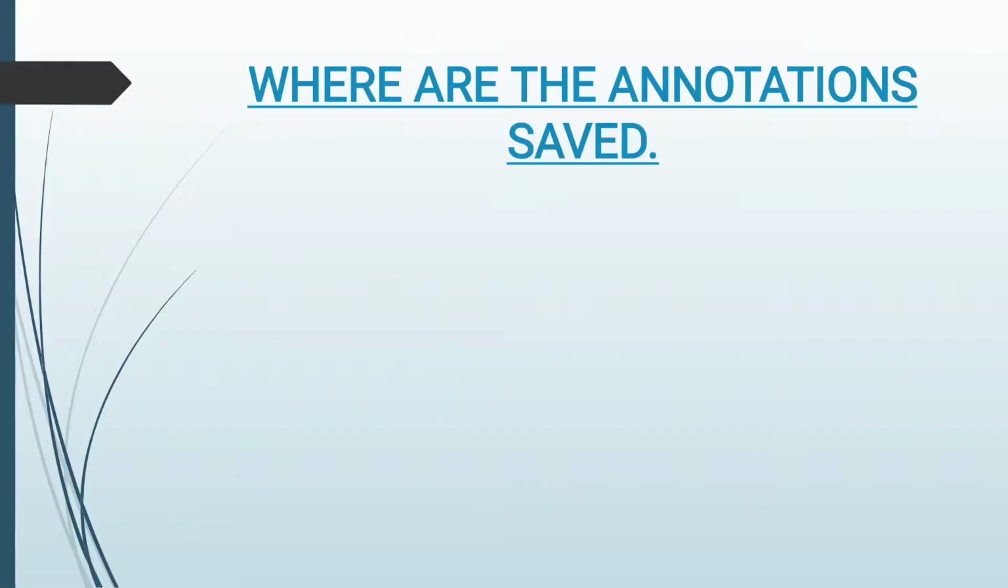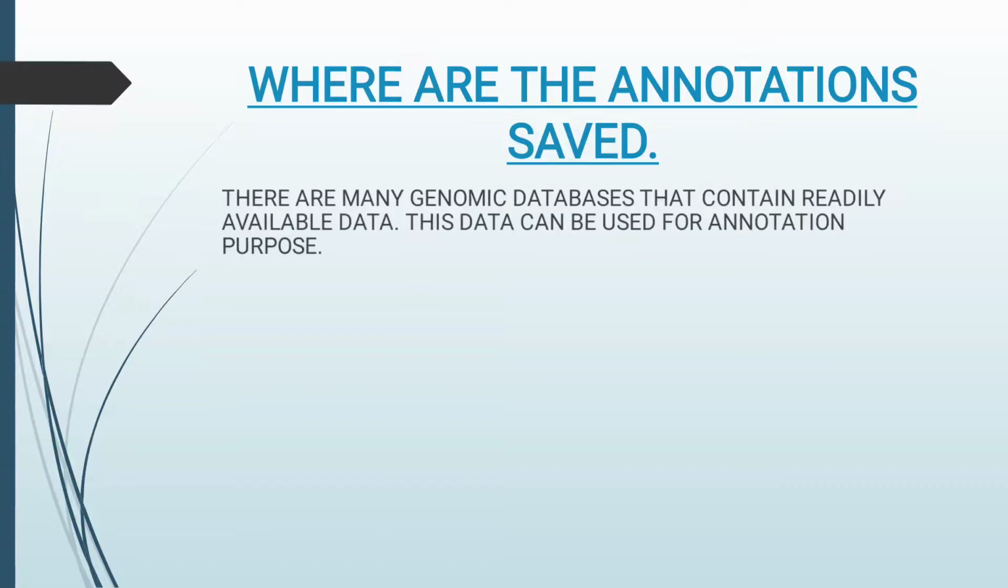Now, where are the annotations saved? Just now we discussed the annotations. The raw data for annotation is the sequence that is present in the freely available databases, that is, databases like NCBI or EMBL or GenBank. After annotation, this becomes secondary data. This is no more raw data. So where is this secondary data saved? The secondary data is saved in specialized genome databases which are formed specially for the purpose of storing the annotations.